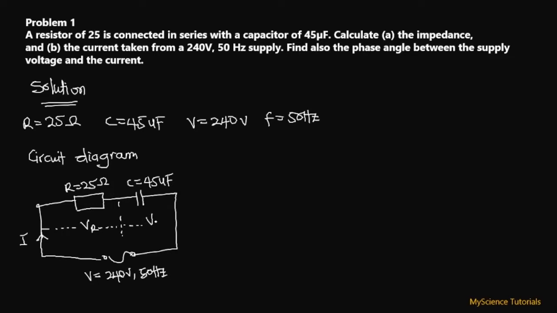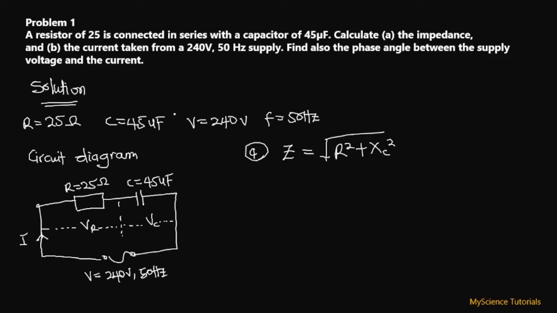And then we have our VC over here. Okay, so this is our circuit diagram for this particular example. So the first thing we've been asked to find is the impedance. So A, impedance. We know that impedance is the total opposition to the flow of current in this R and C series AC circuit. So from the previous explanation that I gave, I said the impedance is equal to the root of R squared plus XC squared.